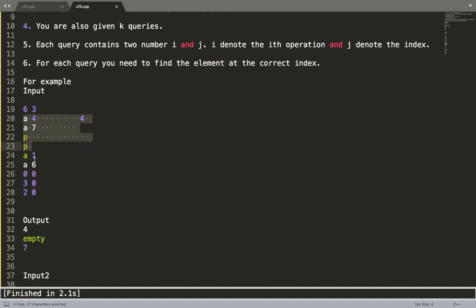Now what is the value after the second index operation? Second index means the third operation. So I know after the third operation, I have only 7 in the queue, and the element at index 0 is 7. Correct. So this is the first input output.